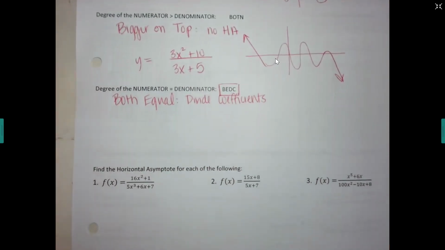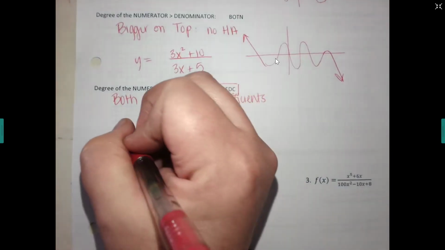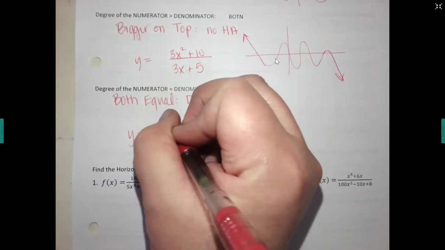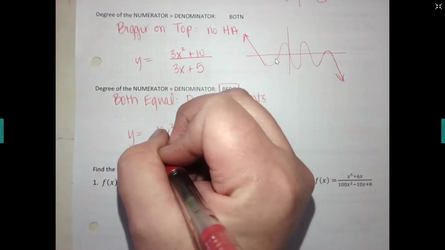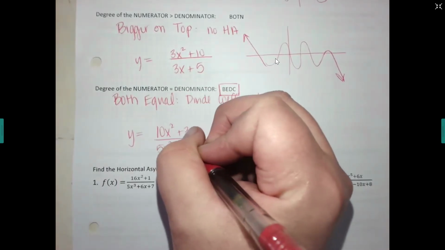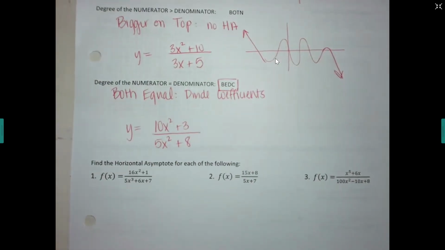So let me show you what I mean by that. Let's give a little example here. Y equals, let's make it a 10x squared plus 3 over a 5x squared plus 8. So the first question I would ask you is, where's the bigger x? And then you would say, okay, well, the top is an x squared. The bottom's also an x squared, that makes it a tie, yeah? Then you would divide the coefficients in front. That'll tell you what those ends curve off to. So what is 10 divided by 5? Then your ends are going to curve off to 2.